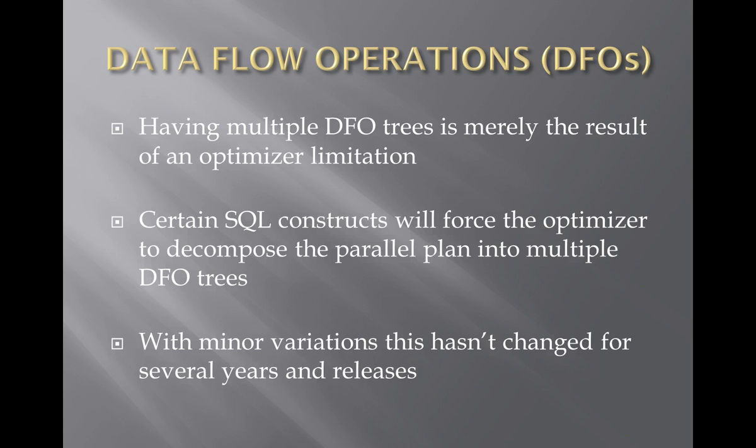Depending on what kind of SQL gets used, the optimizer starts to decompose the parallel execution plan into multiple DFO trees. And this actually hasn't changed much, with just some minor variations. It hasn't changed much for the recent releases and recent years even. So version 10 or 11 didn't really introduce a lot of news with regard to that. So you still would have the possibility of having multiple data flow operation trees, multiple DFO trees.